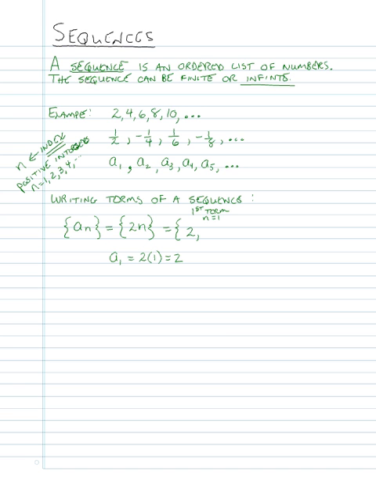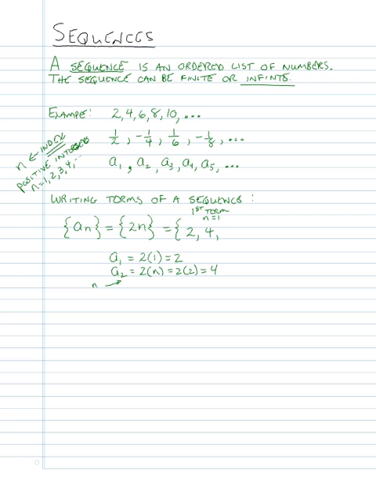And then when we wanted to know what the second term is, well, this number 2 is the n value. So that would be 2 times our n value. But this time our n value is 2. So we would have 2 times 2 or 4. So our second term is 4.